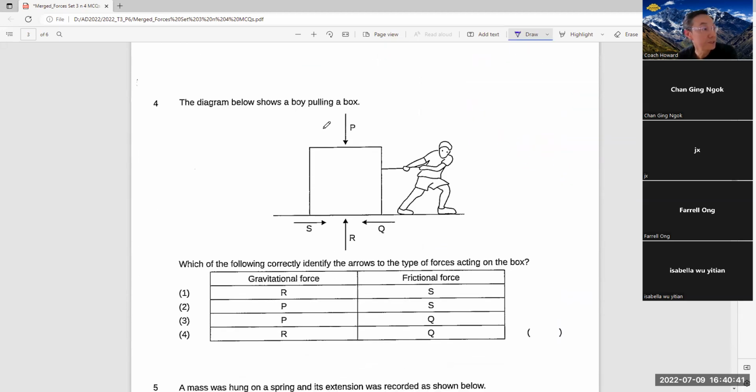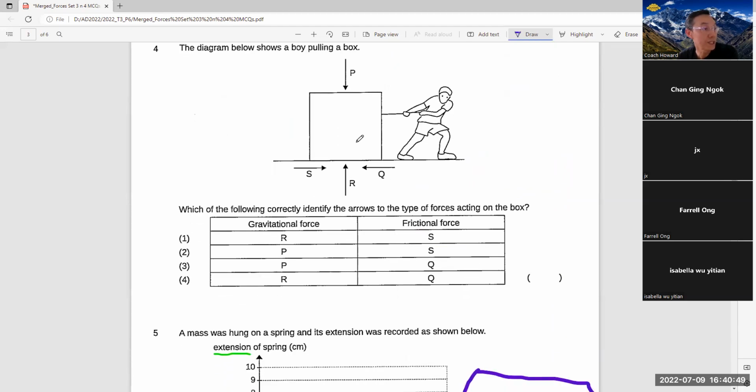Okay, next question. This one is a flat surface. Which of the following correctly identifies the arrow of the type of forces acting? So gravitational force is acting downwards, right? And frictional force in the opposite direction. So gravitational force is in the direction of P. And so this answer is 3.